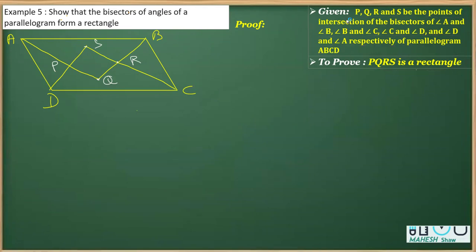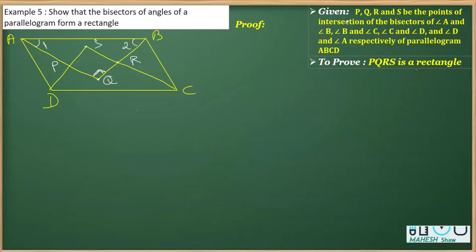Now, what you should know is that in order to prove a quadrilateral is a rectangle, we must prove these internal or interior angles as 90. So if you prove all these four angles as 90, we can say it is a rectangle. So let's start with angle Q. We are going to prove angle Q first as 90 degrees. These are bisectors here, so I can say this is angle 1 and this angle is equal. Here, these two angles are equal.